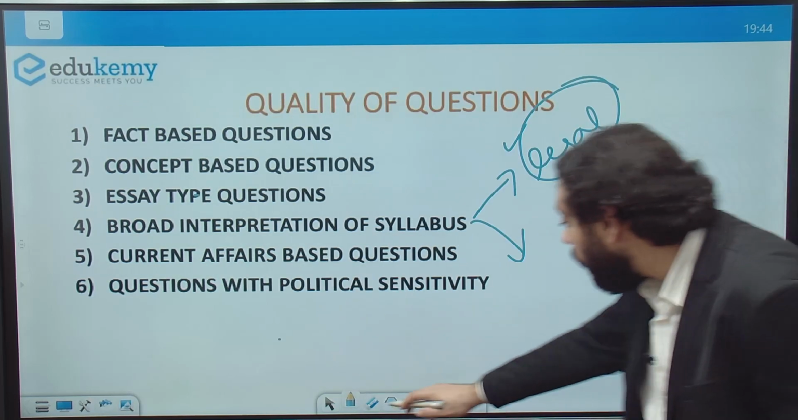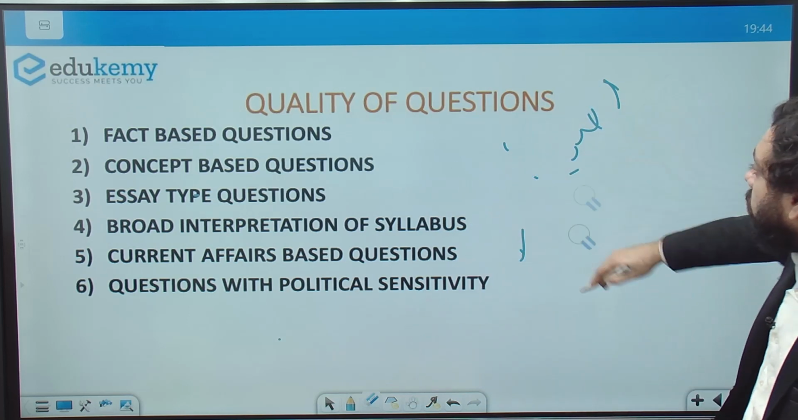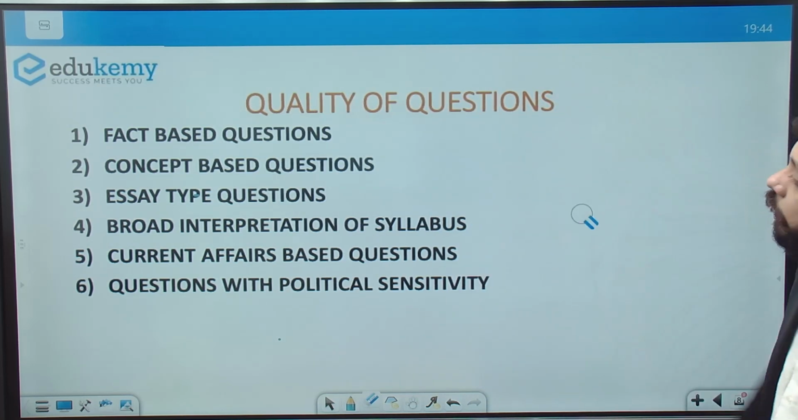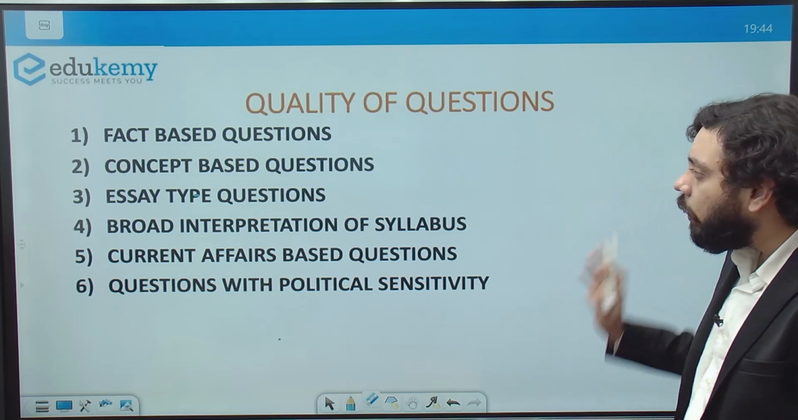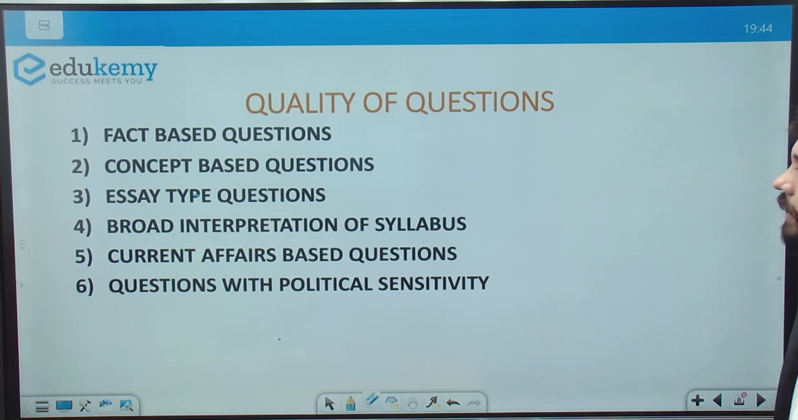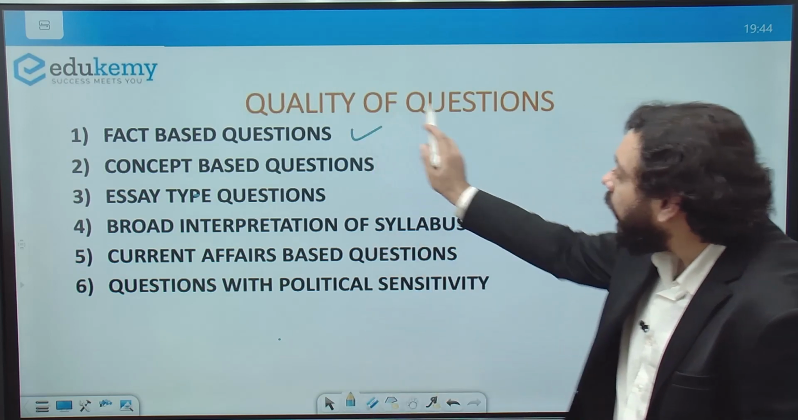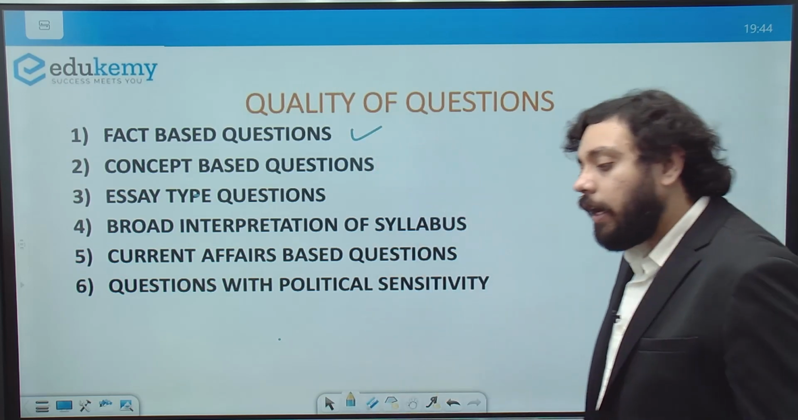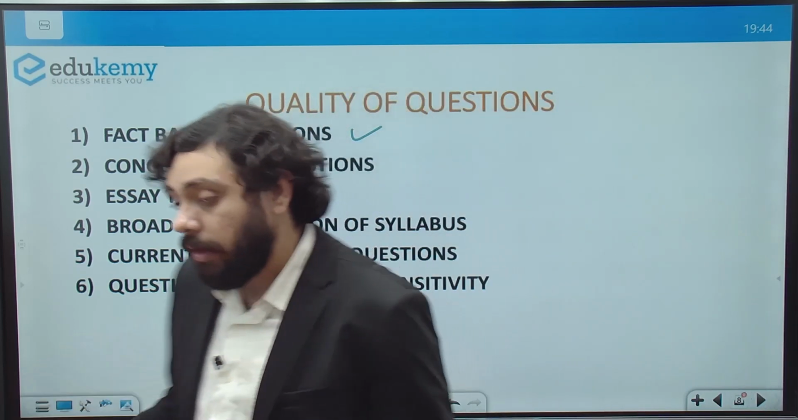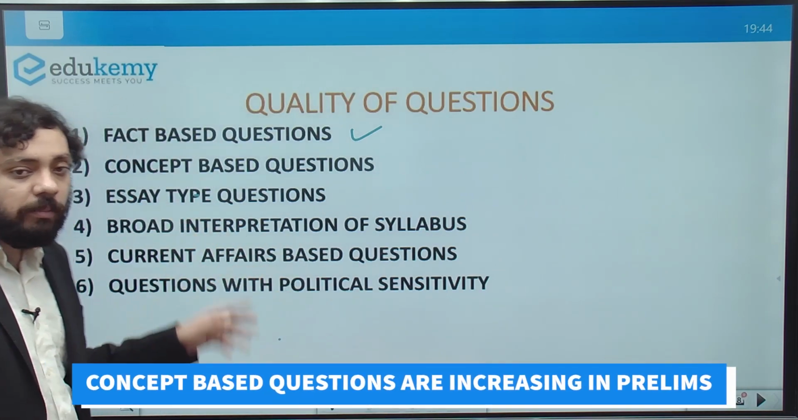Now we come to the final part, which is the quality of the questions. Basically, when I say quality of the questions, I have divided all the forms of questions which are asked in the polity paper into these 6 categories. For instance, you can understand the fact-based question. A question like, right to equality falls under which article? Article 14. Very simple question, a fact-based question.